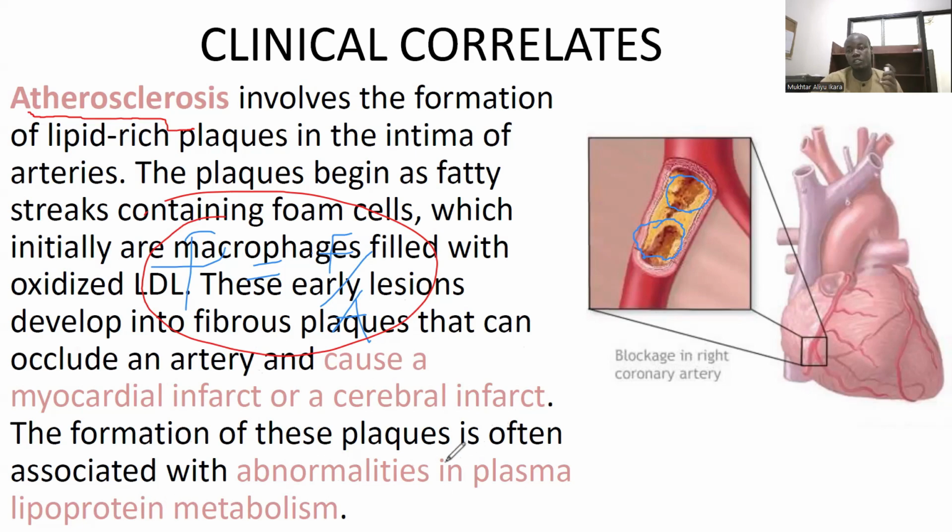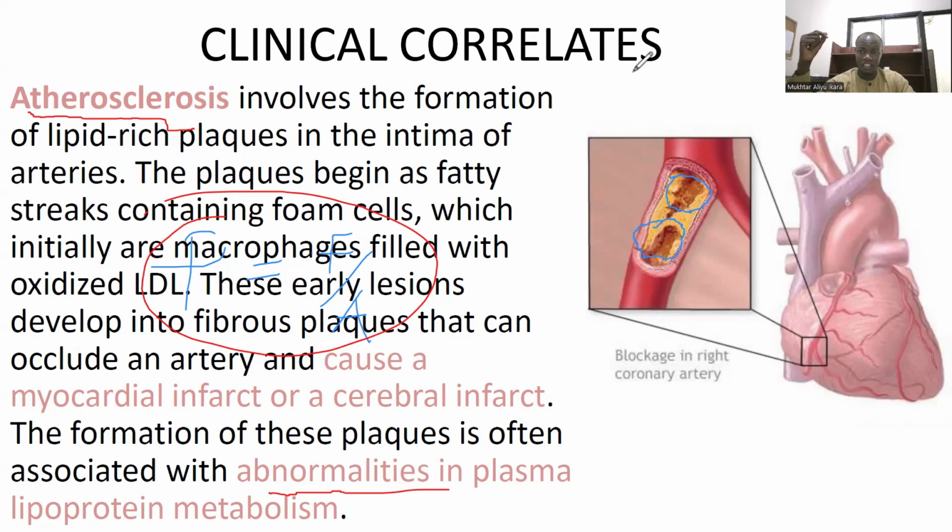If there are abnormalities associated with lipoprotein metabolism, then this bad cholesterol, especially LDL, will be loaded with a lot of cholesterol and then deposited on the wall of the artery. As a result, the plaque will form, the area will be reduced, and the pressure of the blood will increase. That is the condition we call atherosclerosis. Atherosclerosis is a condition where cholesterol forms a plaque on the wall of the artery, which leads to hypertension, and it occurs due to abnormalities in lipoprotein metabolism.